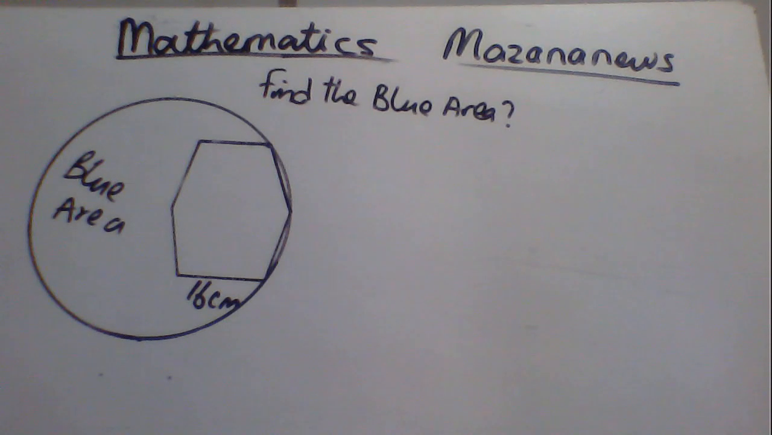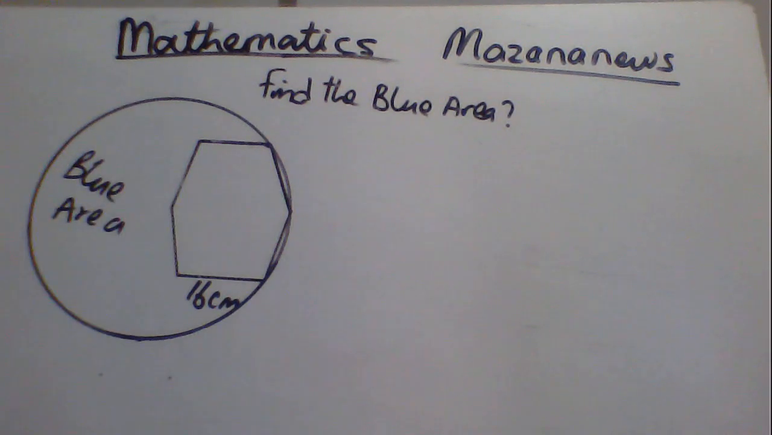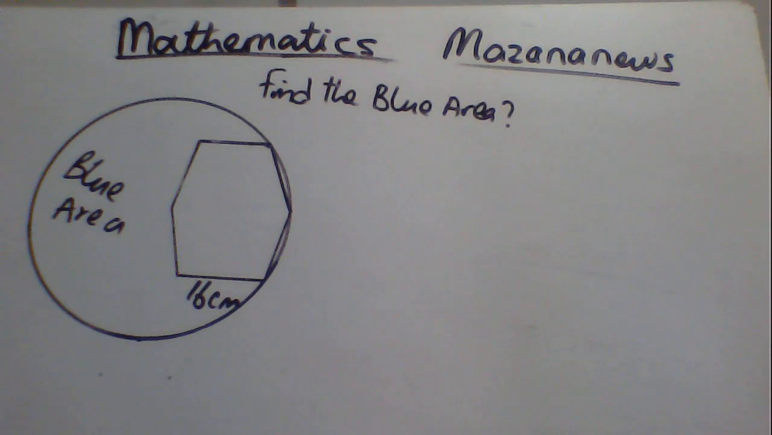Alright, good day student. As you can see, you are required to find the blue area. You are given a circle, and the circle will have a hexagon inscribed in the circle as shown. But I would like you to know that this drawing is not 100% drawn to scale, but the information is sufficient to solve our problem.